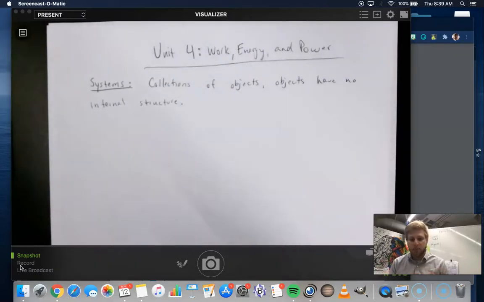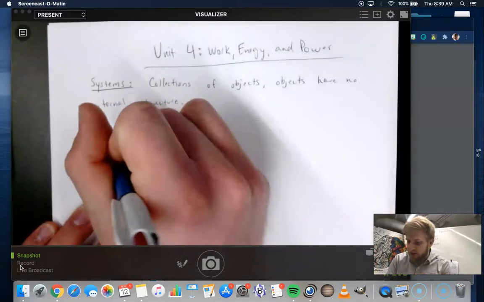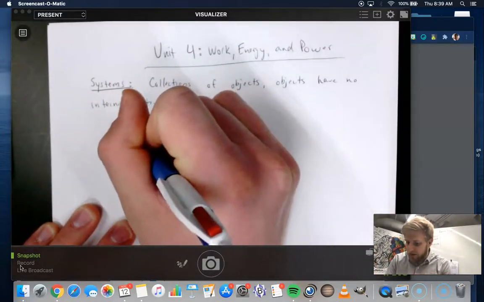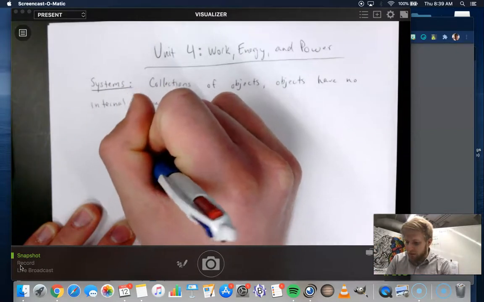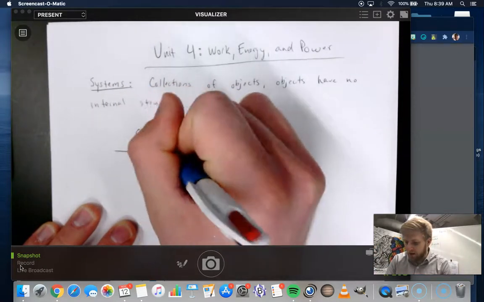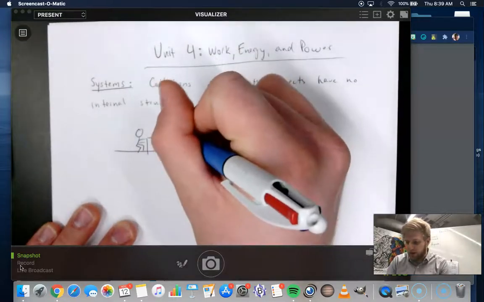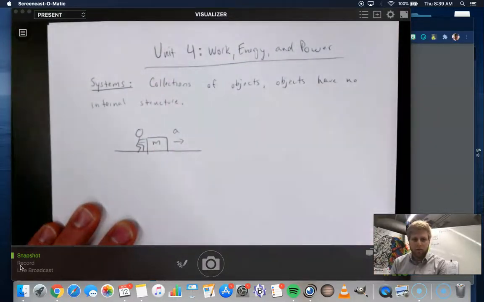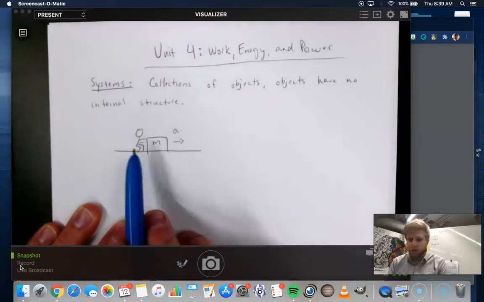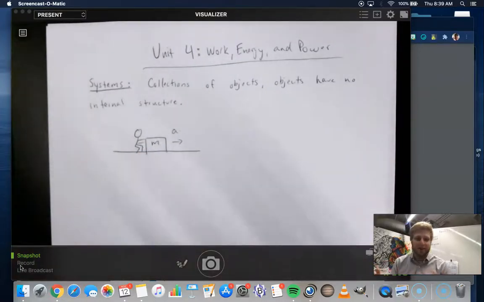So let me give you a couple of examples of some systems. One example of a system might be a person, I'm going to draw this poorly, pushes a box. We've seen this already, with mass m, and let's say they just push it across the floor and it accelerates, as an example. Here the objects would be the person, and we're going to assume they have no internal structure, which is a terrible approximation, but it makes the physics easy, and that's our goal.